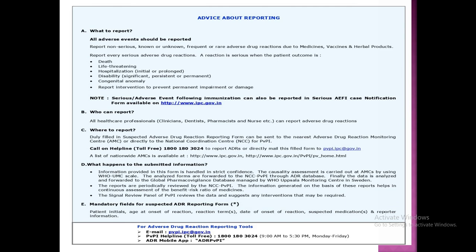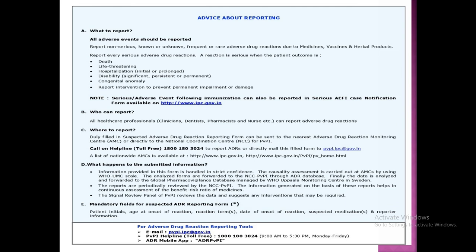Then serious adverse events following immunization, that is vaccination, can also be reported in the serious AEFI case notification form available on http://www.ipc.gov.in. So who can report? All the healthcare professionals, clinicians, dentists, pharmacists and nurses etc. can report adverse drug reactions. The patient can also report the adverse drug reaction.